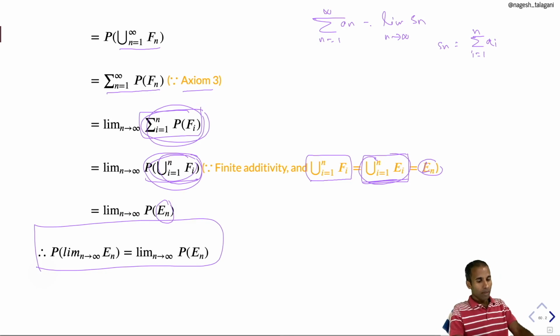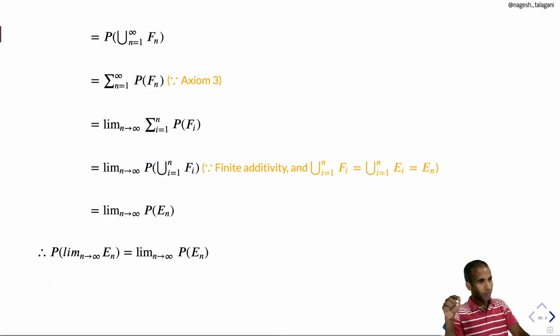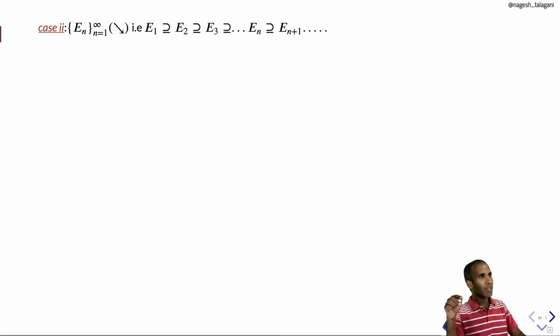Fine. Next, let us do case 2. In case 2, we have to deal with the decreasing case. We don't have to do everything from scratch in the decreasing case. We can make use of this result by applying something called De Morgan laws. So let's see. Next, case 2.